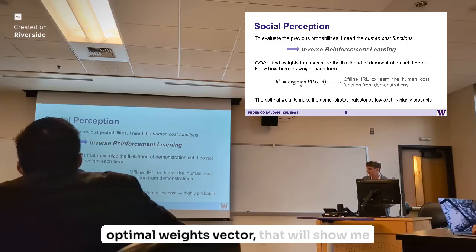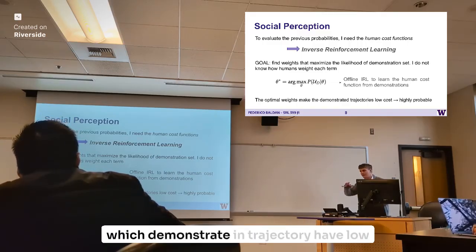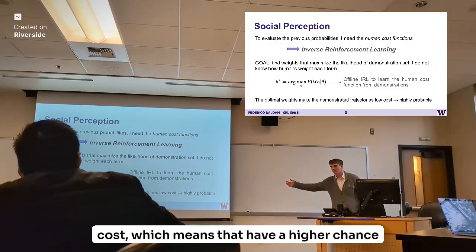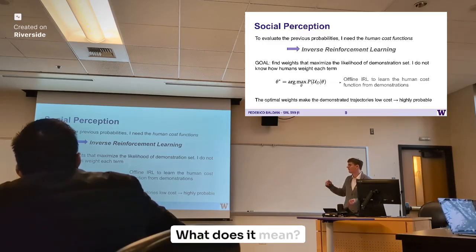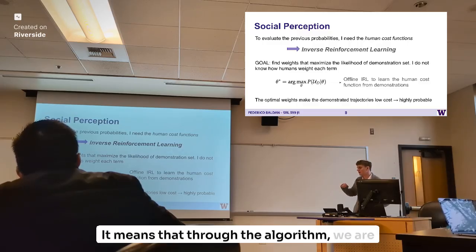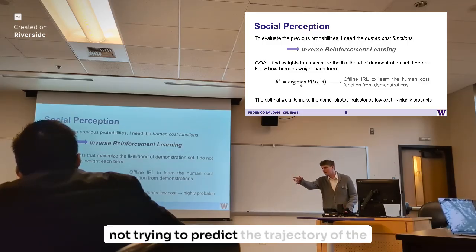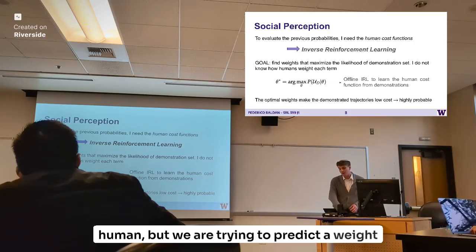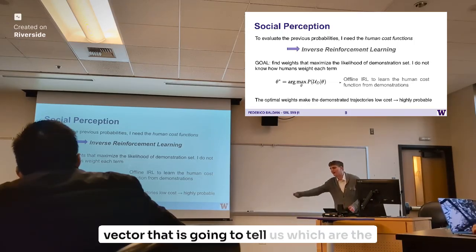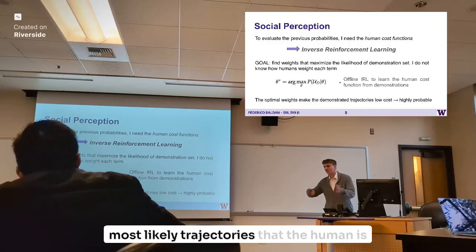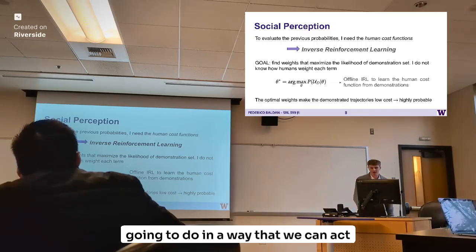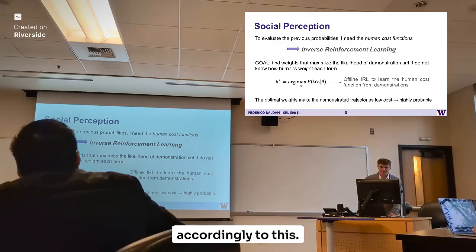the optimal weights vector, that will show me which demonstrated trajectories have low cost, which means that they have a higher chance of appearing. What does it mean? It means that through the algorithm we are not trying to predict the trajectory of the human, but we are trying to predict a weight vector that is going to tell us which are the most likely trajectories that the human is going to take, in a way that we can act accordingly.